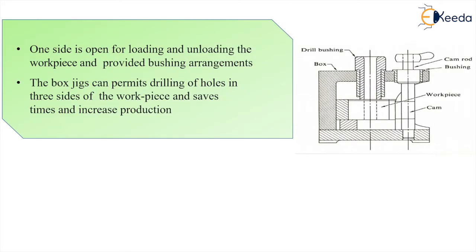One side is open for loading and unloading the workpiece and provided with bushing arrangements. The box jig can permit drilling of holes in three sides of the workpiece, and saves time and increases production. Definitely, if at one time you are able to produce more than one or two drills, we are going to save time, which will result in an increase in the production rate. That is increasing the production.